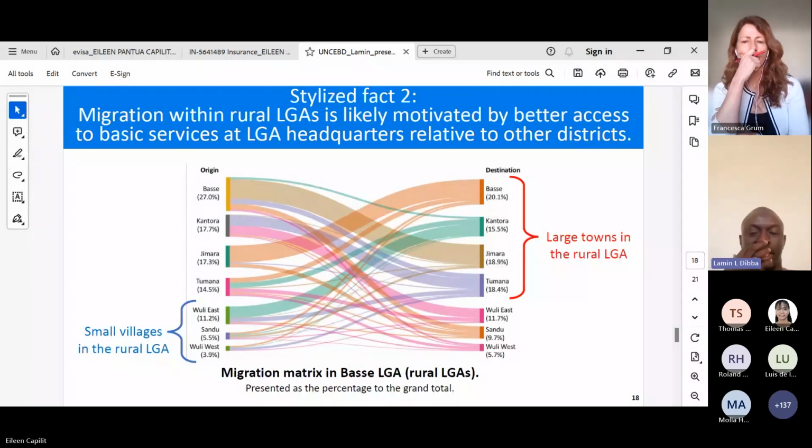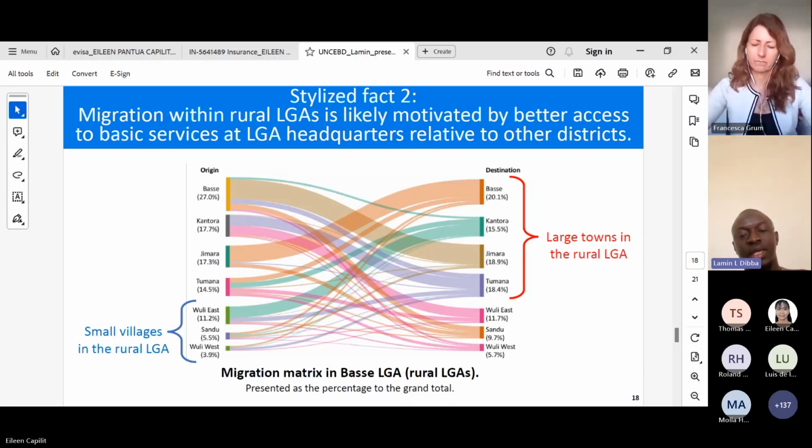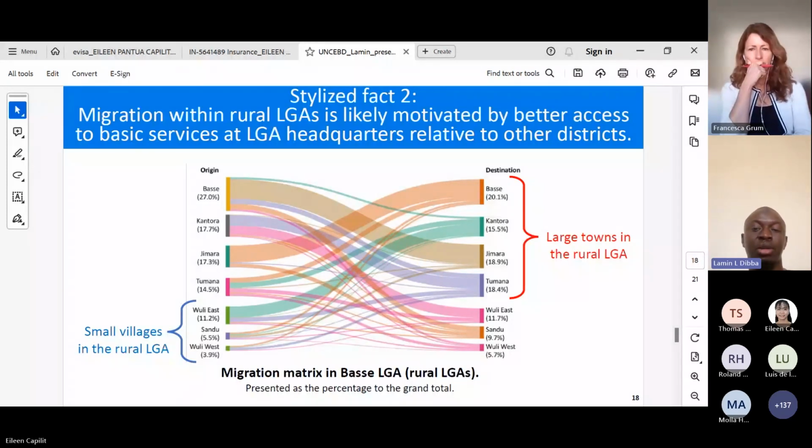So in here, we looked at the intra-LGA movement, and we only focus on one LGA, which is Basse. So in Basse, we looked at how people are moving, and interestingly, on the left-hand side, you will see the last three districts are predominantly the poorer districts, and on the right-hand side, the first 4 are the richer districts. Of course, even if you look at the poverty analysis at the district level, in Basse, you will see these are the predominantly richer districts compared to the ones below.